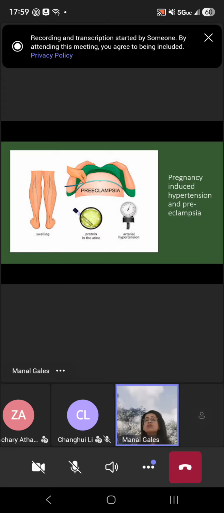But if she has hypertension plus lower limb edema plus proteinuria, what does she have? Preeclampsia. Make sure you know this very well, the difference between preeclampsia, pregnancy-induced hypertension, which is gestational hypertension, and chronic hypertension.